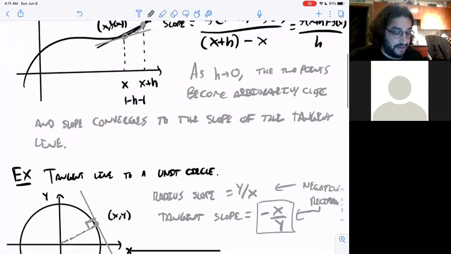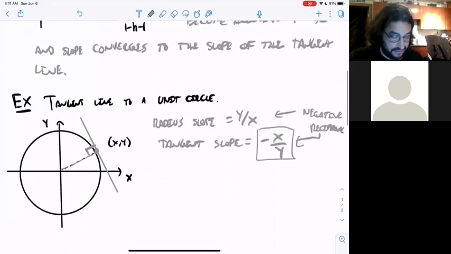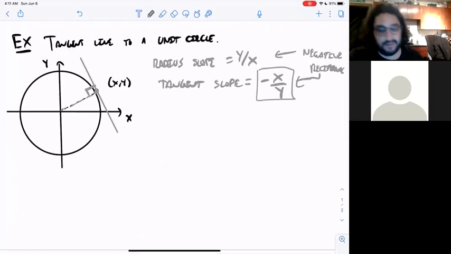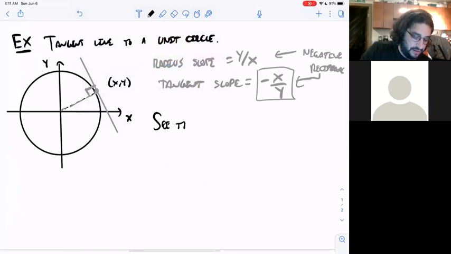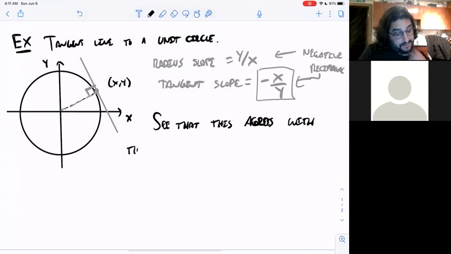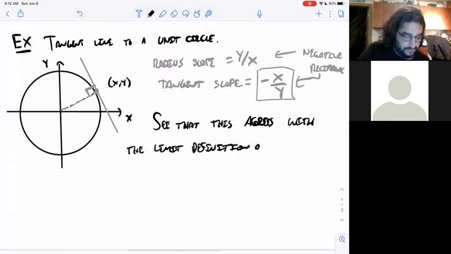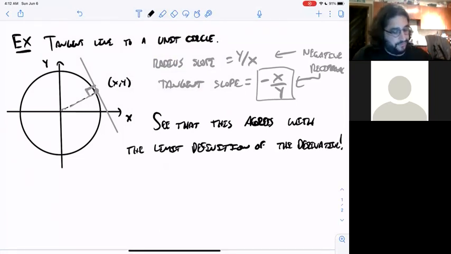Now, how about this calculus approach? Let's try out this calculus approach and make sure that it lines up, right? So that's our exercise here. Let's see that this agrees with the limit definition of the derivative that we just wrote down up above. So how would I do this?